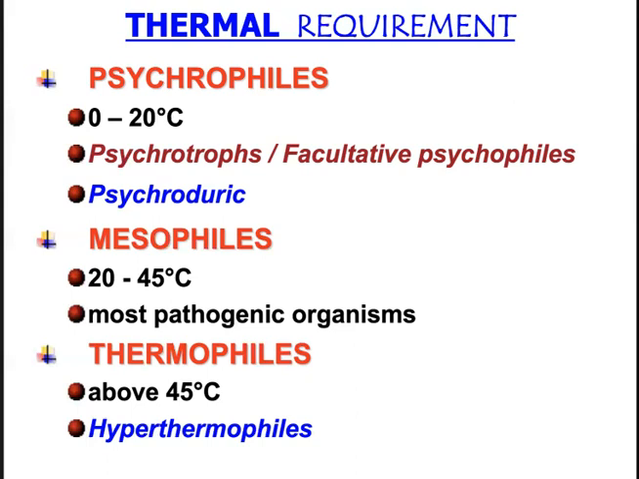Now, those that can survive in temperatures above 45 degrees Celsius are called thermophiles. And those that can survive beyond 80 degrees Celsius, those that we can see in very, very hot surfaces, are called hyperthermophiles. Now, those that do not need heat, there are some, we call them psychrophiles. They survive best in cold temperatures. We call them psychrotrophs or facultative psychrophiles.